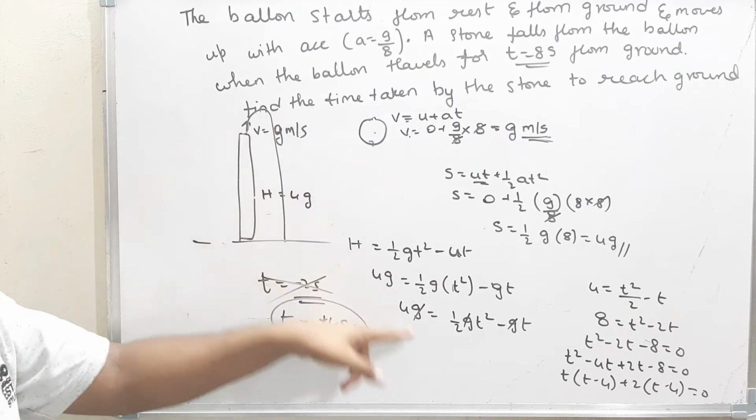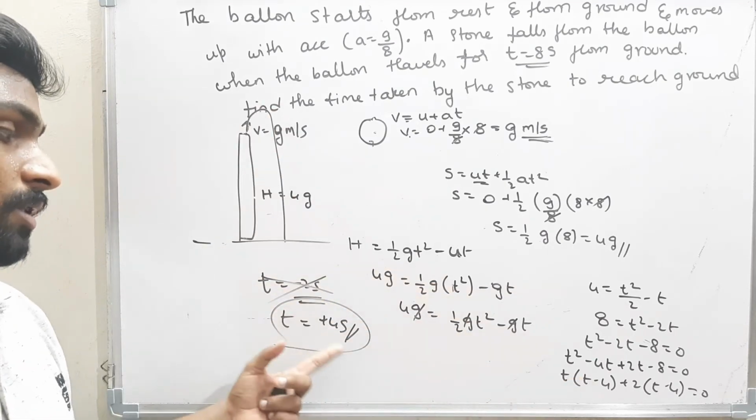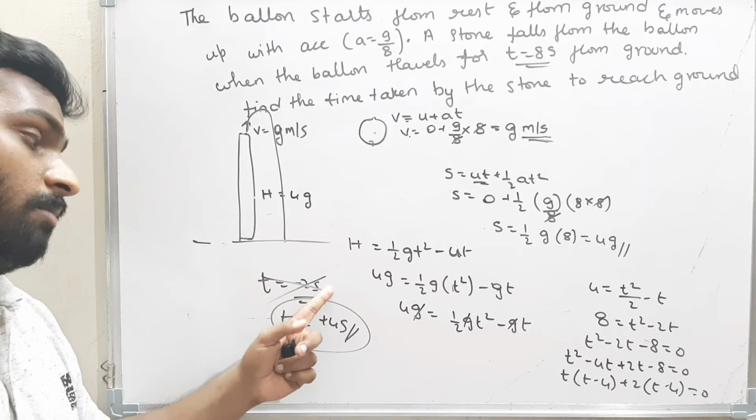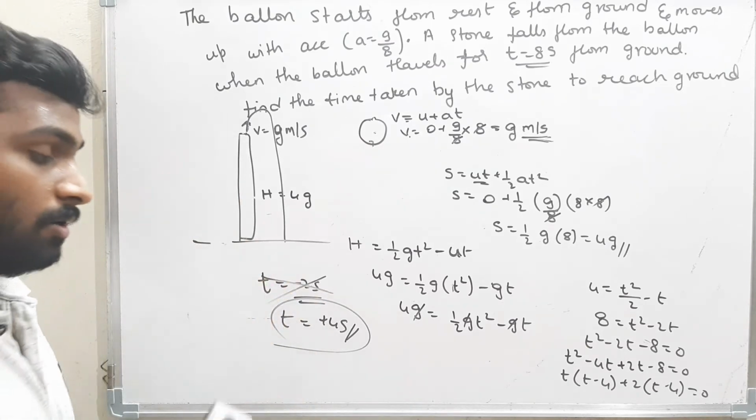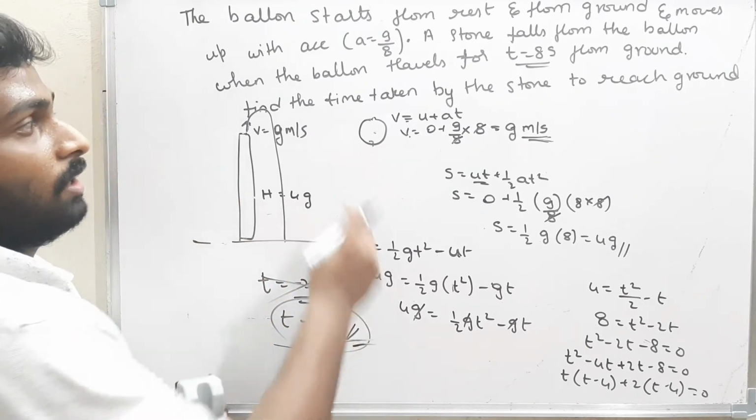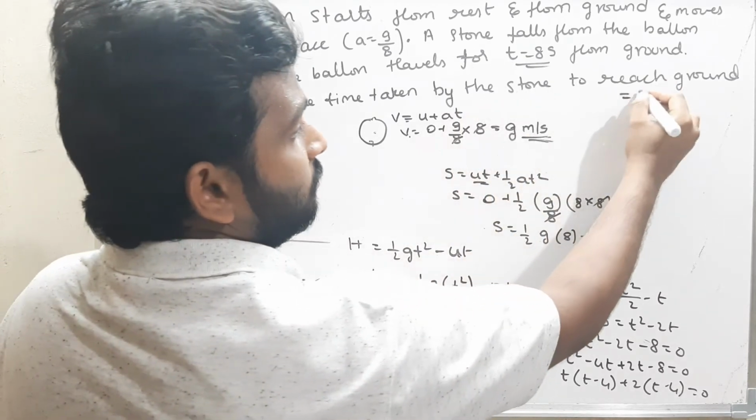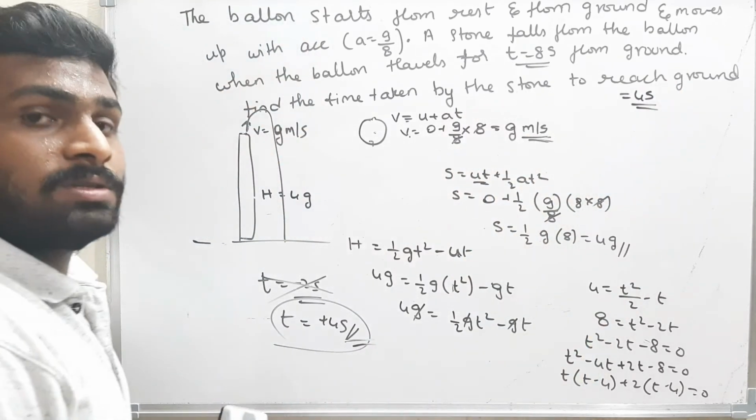Now simply use the equation and find the answer. You will get the time as 2. Therefore you will get minus 2 and you will get plus 4. Minus time won't be possible. It is not possible. Therefore you have to take 4 seconds. Therefore the time taken by the stone to reach the ground is 4 seconds. Okay, now we will see one more problem.